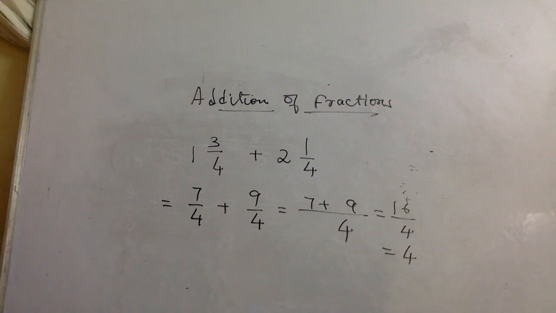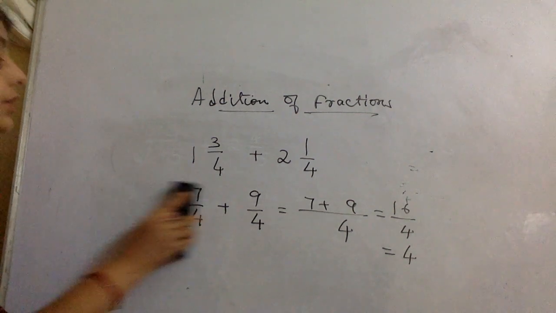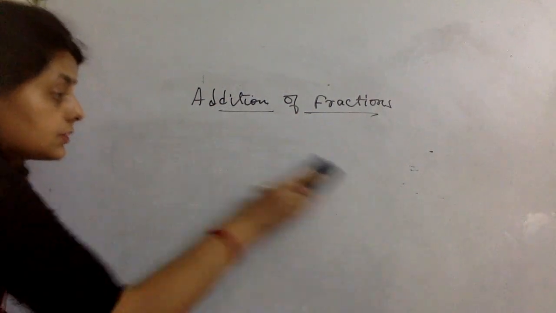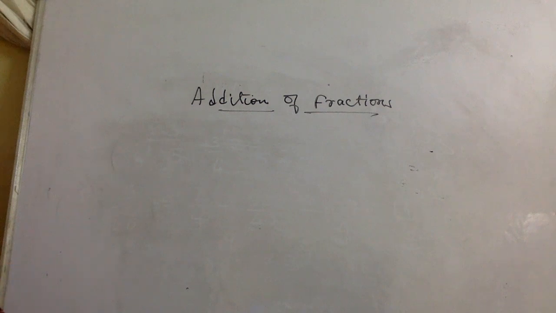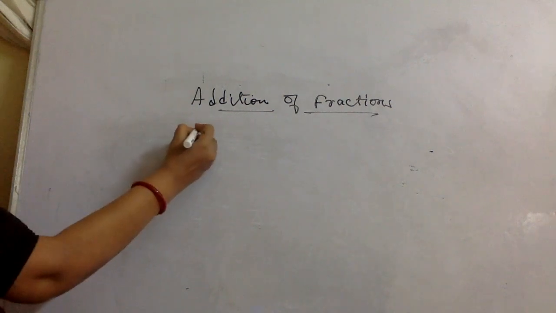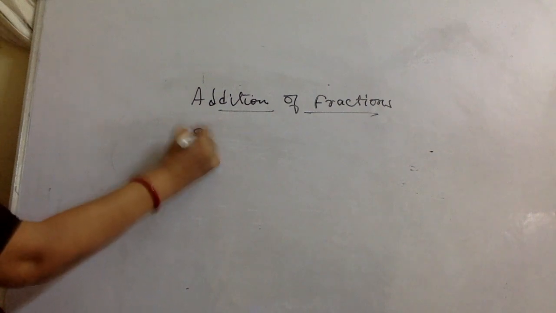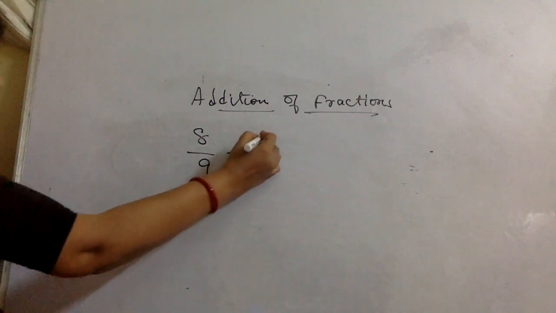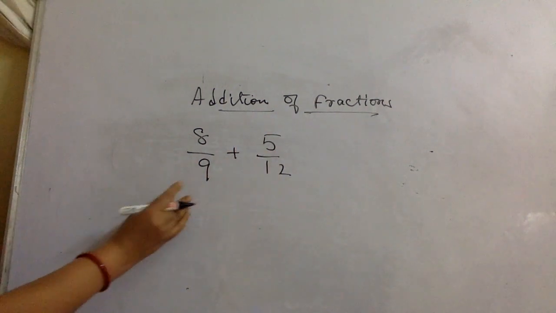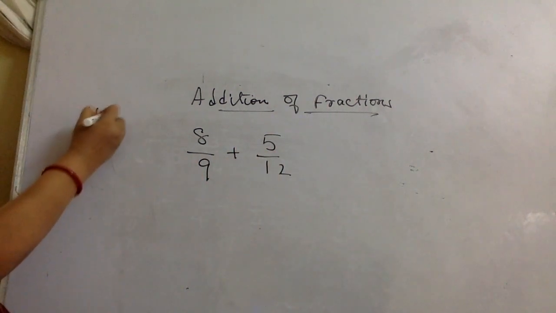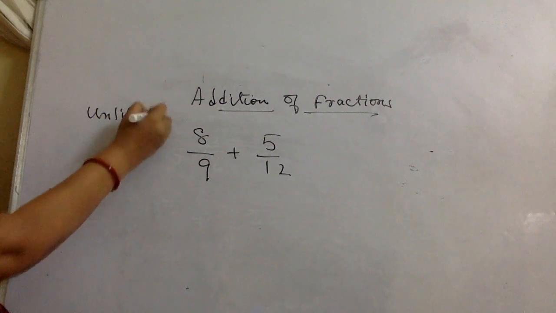Now we'll go to addition of unlike fractions, which is slightly different. Okay, so addition of unlike fractions is when you have the denominator different. Like we have, let's say, 8 by 9 plus 5 by 12. Now we have a different denominator. This makes unlike fractions.